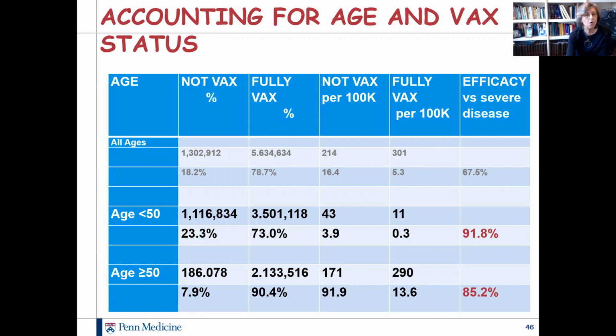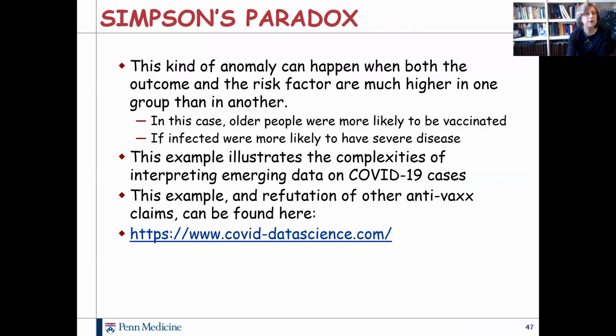If you look at those over the age of 50, more of those were fully vaccinated. But again, the estimated efficacy was 85%. So when you looked at it by age, you can see that there was not waning efficacy. The vaccines were still very effective. And this is an example of Simpson's paradox. Some of you will recognize this.